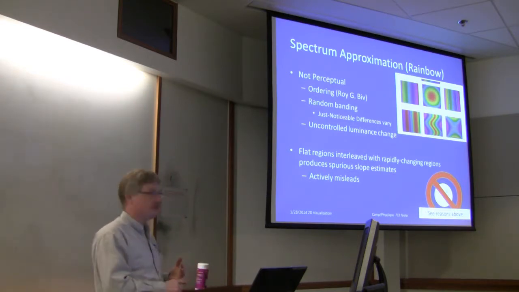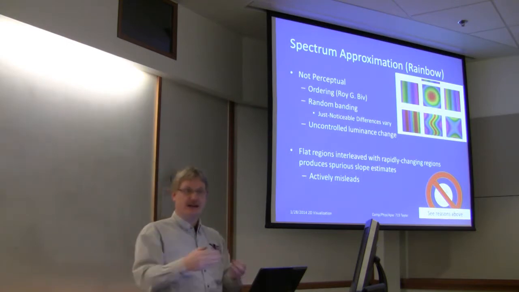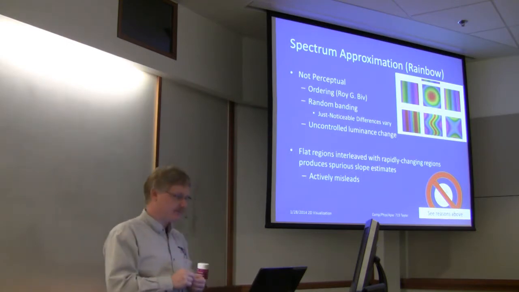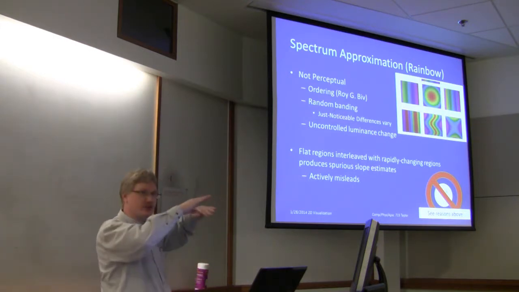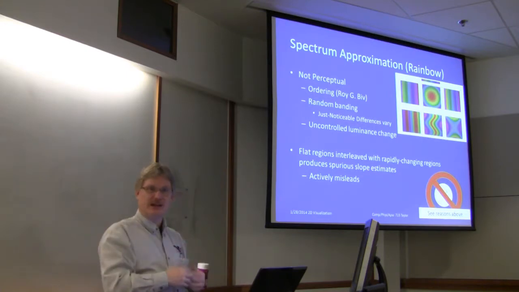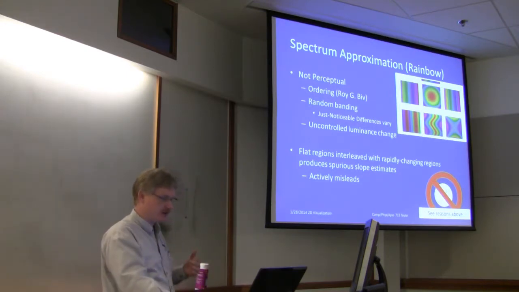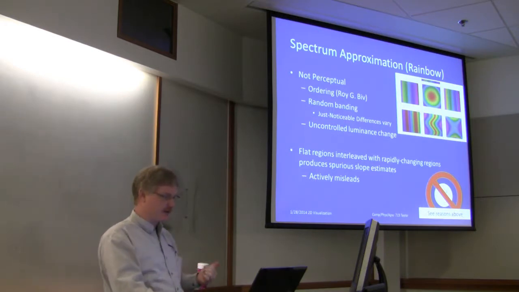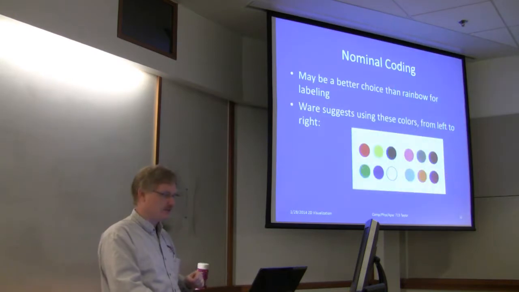And it's got uncontrolled luminous change, right? And so it gets brighter and darker as it goes around the rainbow, and not in an intentional way. So the active misleading part is, again, these kind of spurious slope misestimations where it looks like it gets suddenly steeper and flatter because of the map, not because of the display. And so it's more suited to the display of nominal data if you just pick the individual bands, and we'll see that a little bit later.